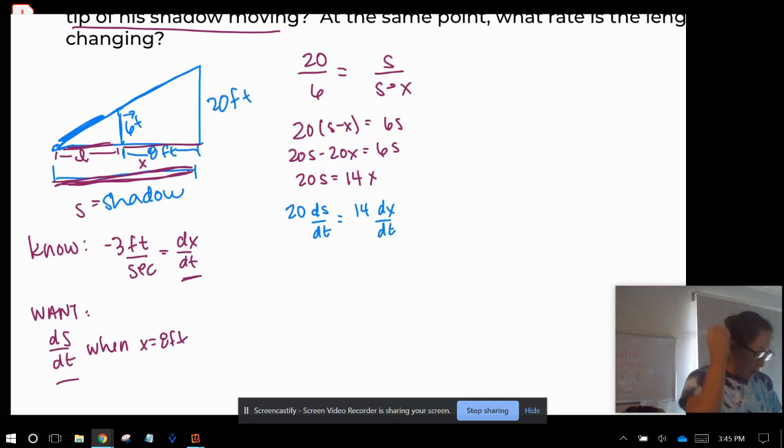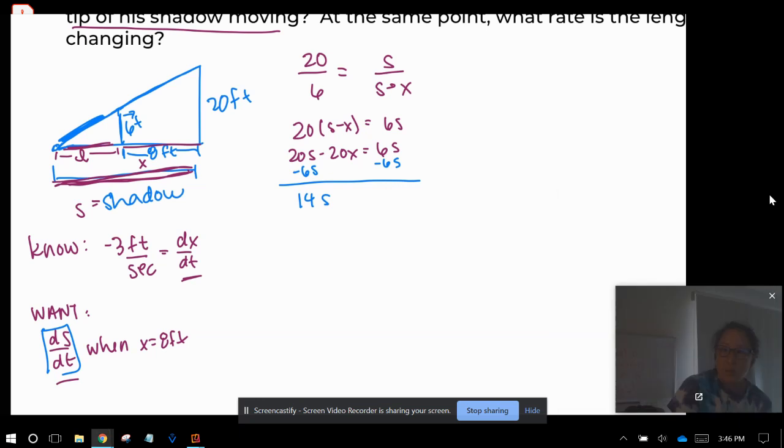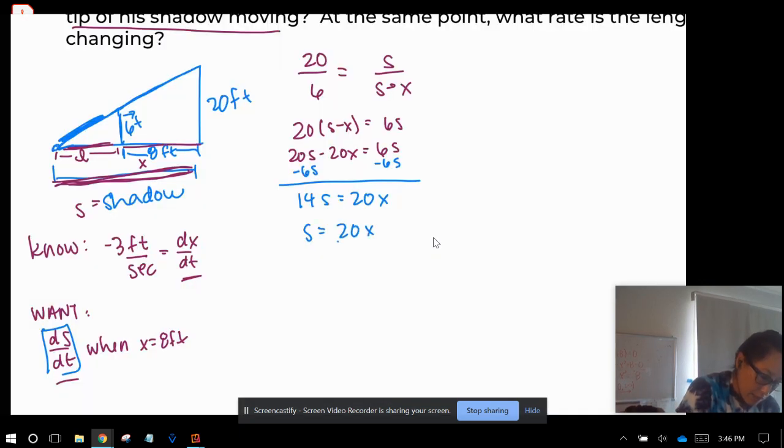Then I want to solve. It says I want ds/dt when x is equal to 8 feet. So I'm just going to go ahead and substitute these in. I'm going to subtract 6S, giving me 14S equal to 20x. Wow, I don't know what's going on with my computer. Okay, then let's just get S by itself, giving us 20x over 14.